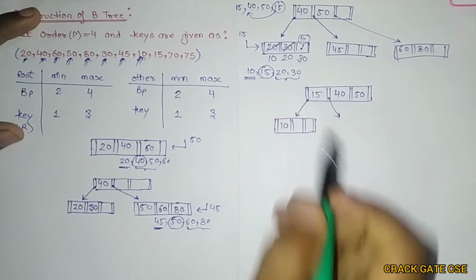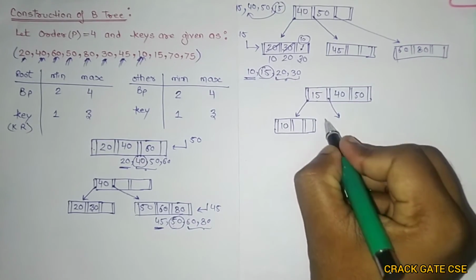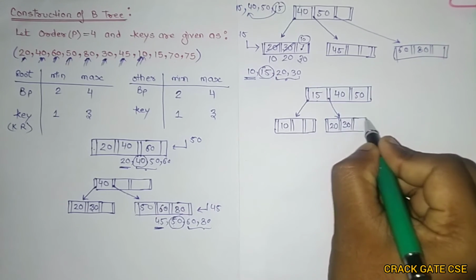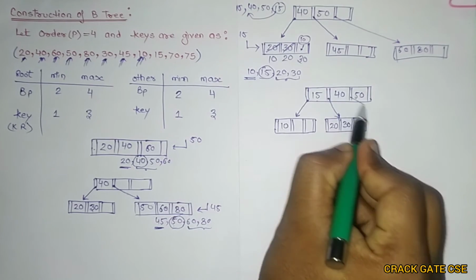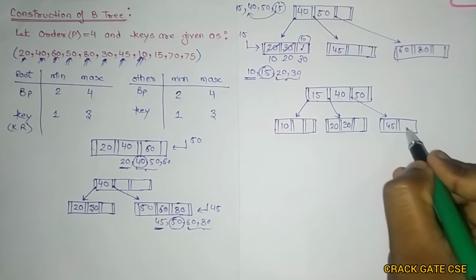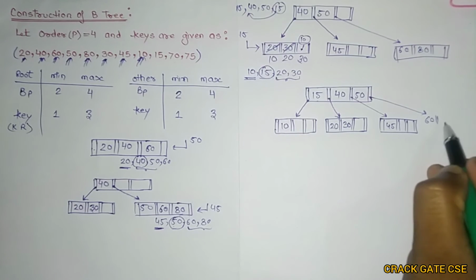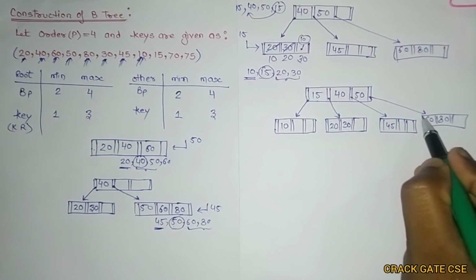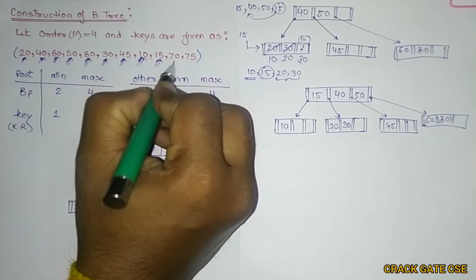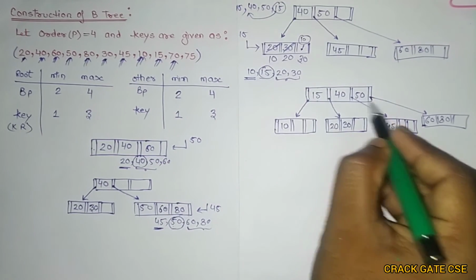Now here we will be having 20, 30 because 20, 30 lies between 50 and 40. So here I am at 20, 30 and one empty space. Now after this 40 there can be only one value, which is 45, same as previous one. After 50 there can be 60, 80 because this is same, right? Now we have inserted 15. Now we have to check for 70. 70 can be inserted at this particular place because 70 is larger than 50.